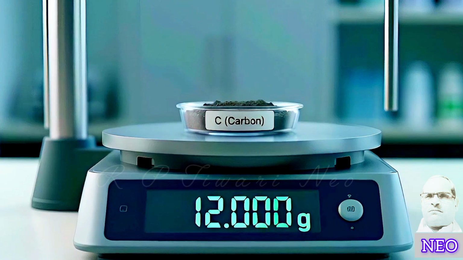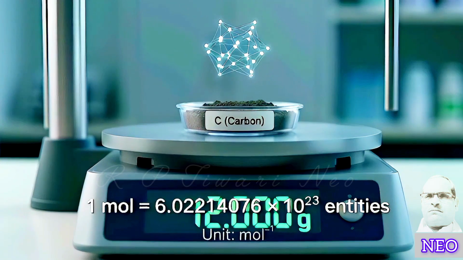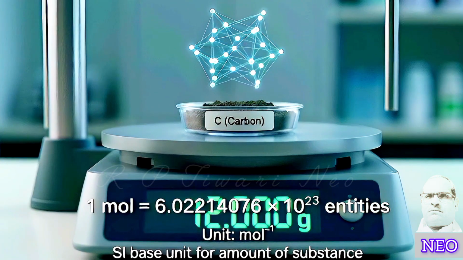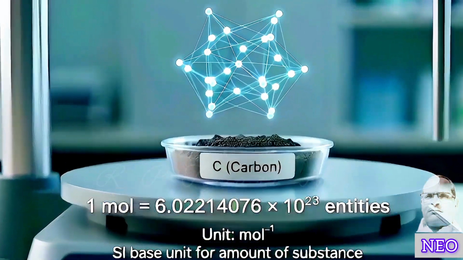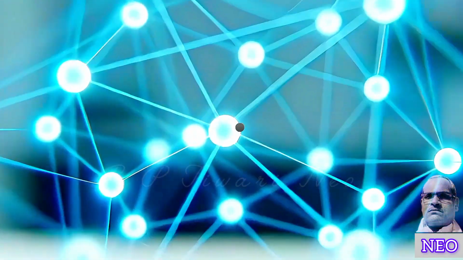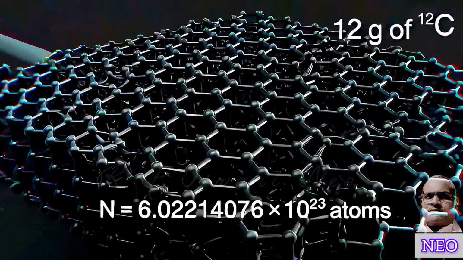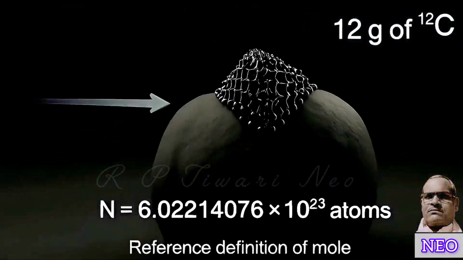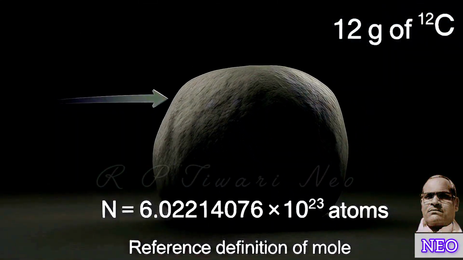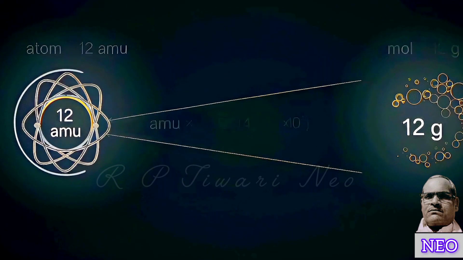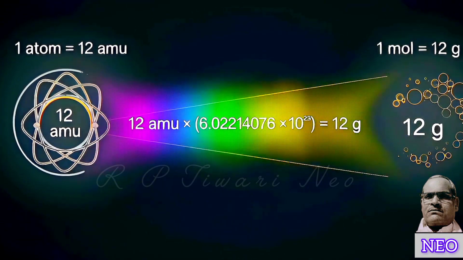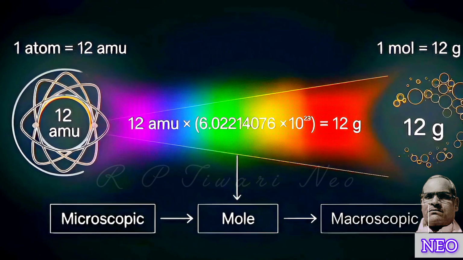A mole is a fixed number of particles equal to 6.022140076 times 10 to the power 23. This number is defined so that 12 grams of carbon-12 contains exactly 1 mole of atoms. The mole connects two worlds: atomic mass in AMU to measurable mass in grams.